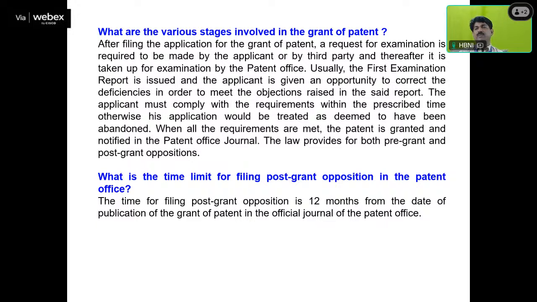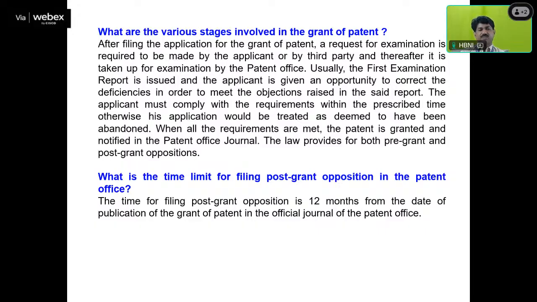In the beginning the application can be a provisional, but within 1 year of the provisional application, we have to give the full specifications. Then only we go for the request for examination. And after getting the request for examination, the patent office examines the patent. Usually the first examination report is issued and the applicant is given an opportunity to correct the deficiencies in order to meet the objections raised in the said report. So for the first examination report, that is the FER, whatever queries or deficiencies are mentioned, within 1 year the patentee has to reply to all those things.